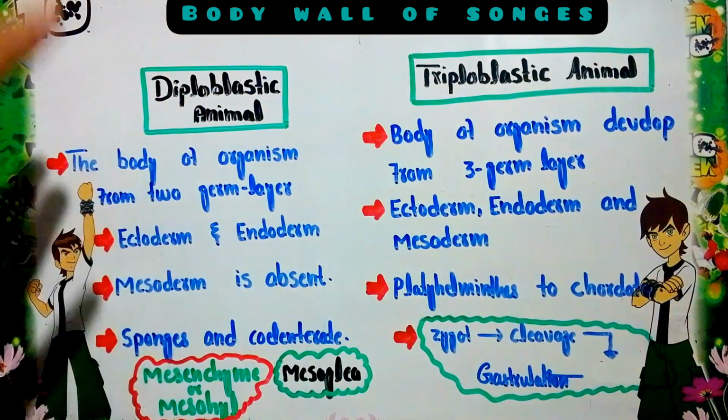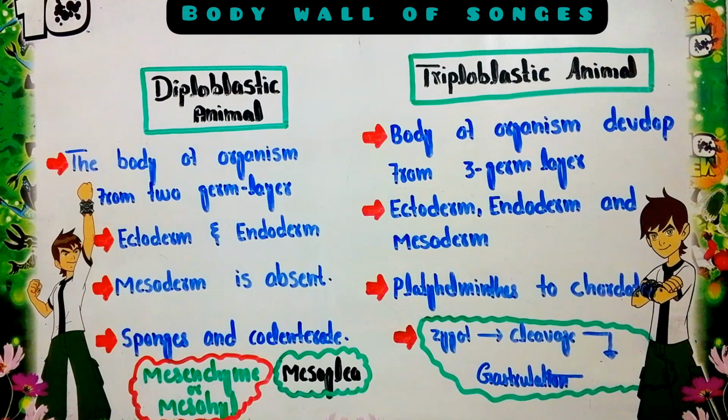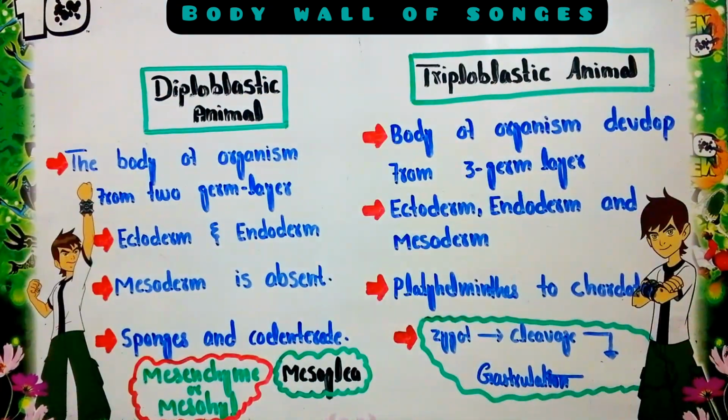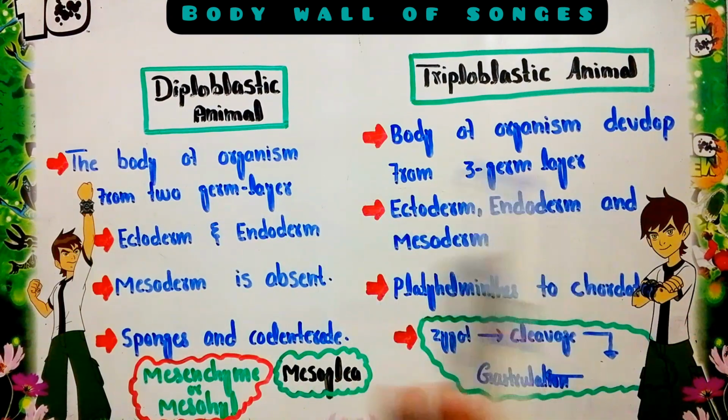Now the second term is triploblastic animal. The body of these organisms develops from three germ layers, and these animals are called triploblastic animals. As the name indicates, triplo means three. So in these organisms, three layers are found in their embryo, and from these three germ layers the whole body of the organism is formed. What are the names of these three germ layers? They are the ectoderm, the endoderm, and the third one, the mesoderm.